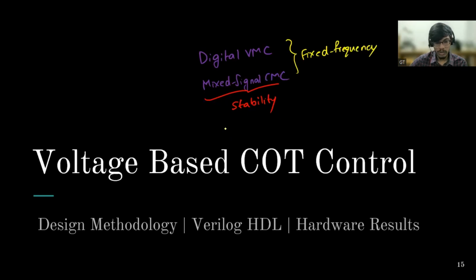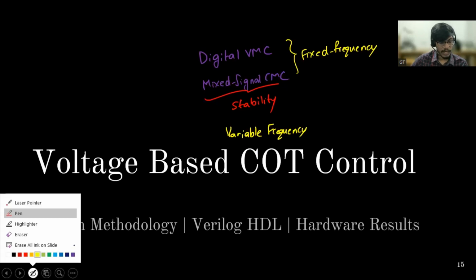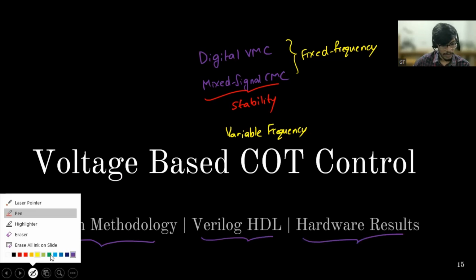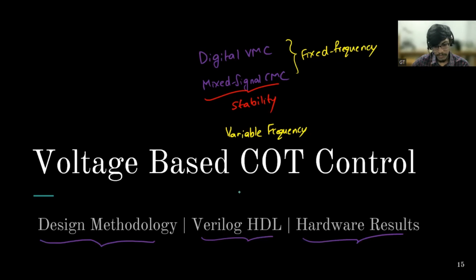Now we'll go into the variable frequency control techniques, which we have already discussed. The architecture we have already discussed in week 2 and week 3. So now we'll directly go into the implementation: first the design methodology, then Verilog HDL, and then hardware results. This is voltage based COT control. COT means constant on time. So the on time is constant and the off time is coming from the loop.